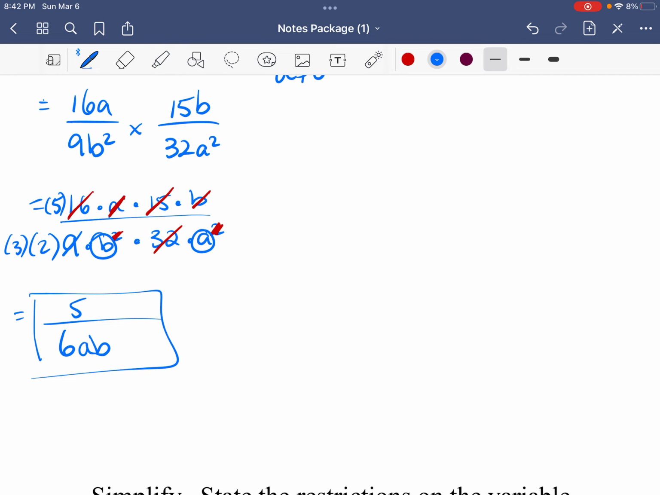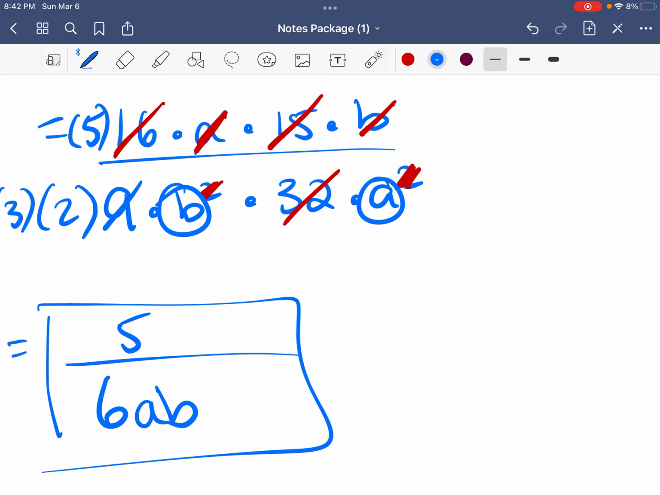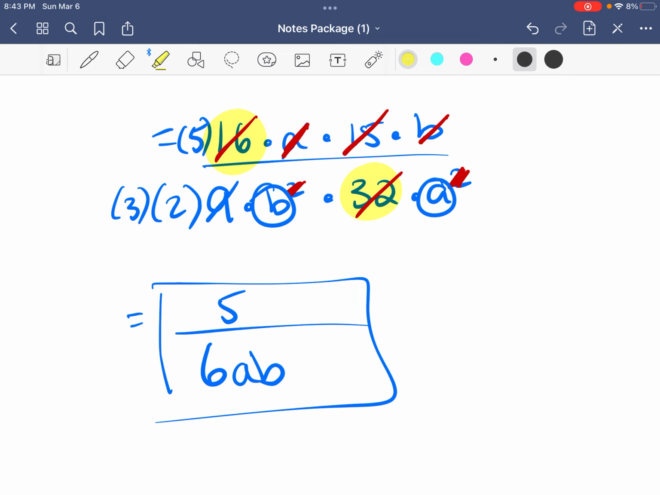If that was a little bit confusing to you, just think about what 16 and 32 means. 32 is the same as 2 times 16. So I'm simplifying the 16 part, but you still have the 2 part. So that's where that 2 came from. And then same with 15 and 9. They're both divisible by 3. So 15 divided by 3, or if I factor out a 3, I'm going to be left with 5. And same with 9. If I factor out a 3, I'm left with 3.